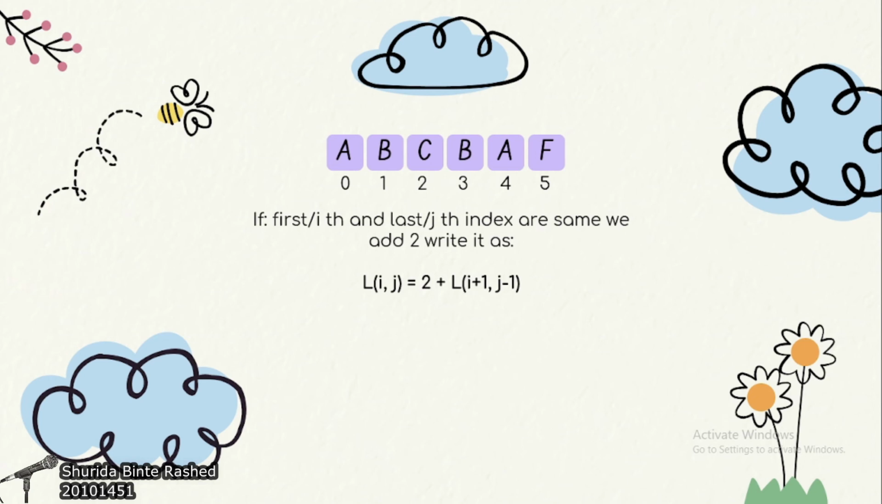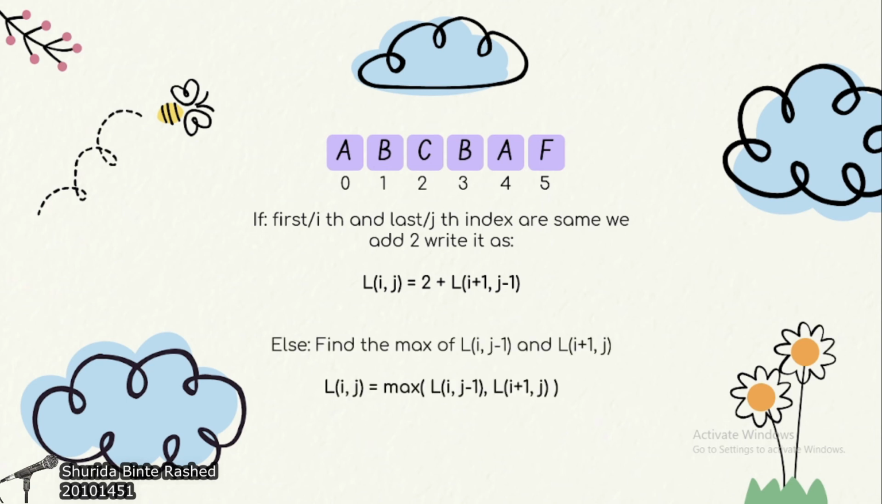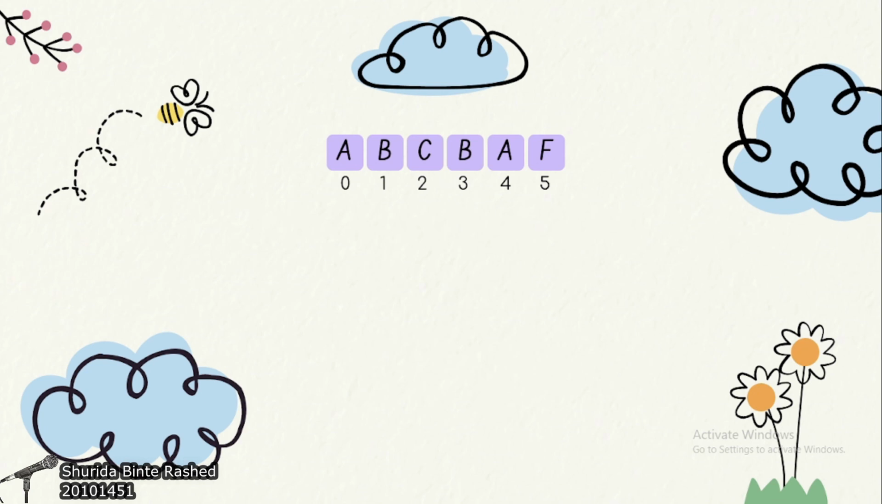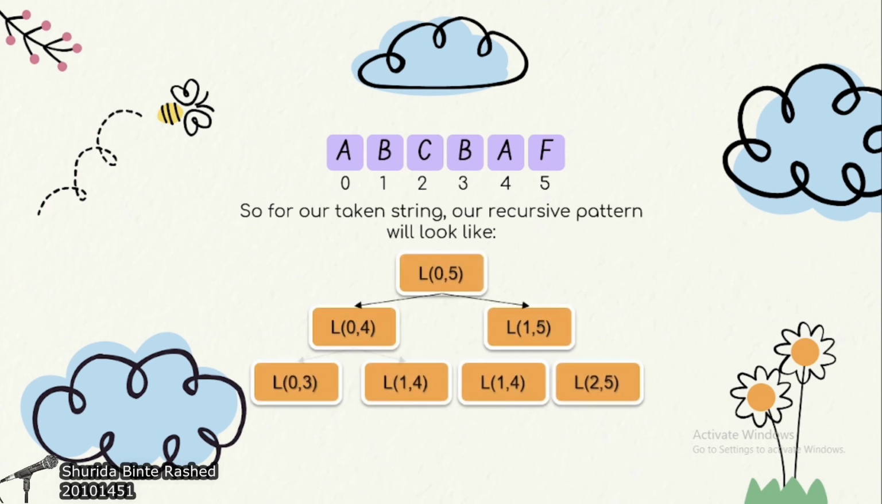Here, taking the parameters i and j, i referring to the first index and j to the last one. If they match, we will add 2 and i will move one position forward and j will come one step back. However, if i is not equal to j, we need to find the maximum of either moving the last index one step backward or moving the first index one step ahead. Checking whichever is giving us the maximum, we'll take that. So if we apply the conditions, our recursive pattern tree will look something like this. And the tree shall continue onward.